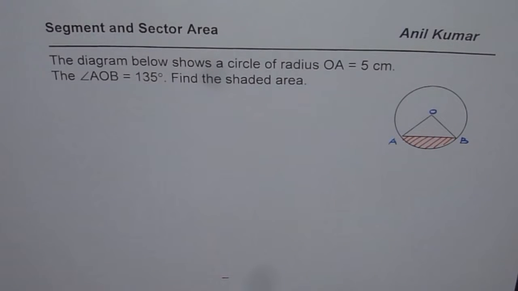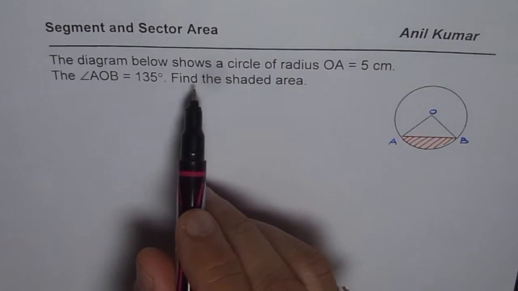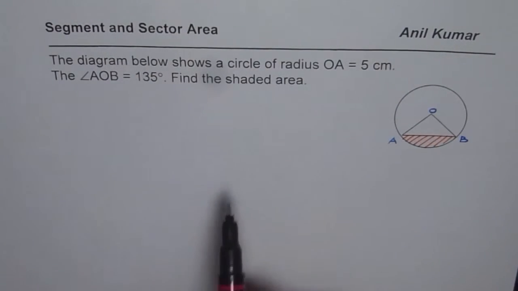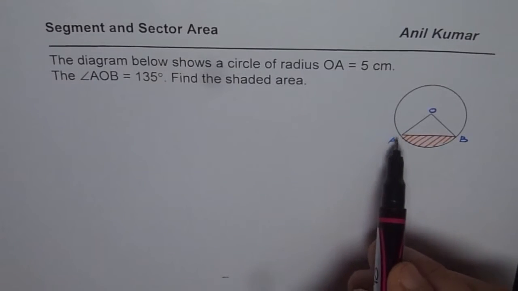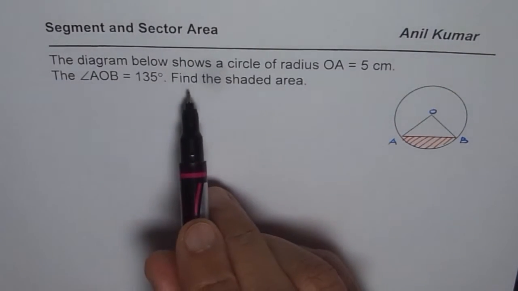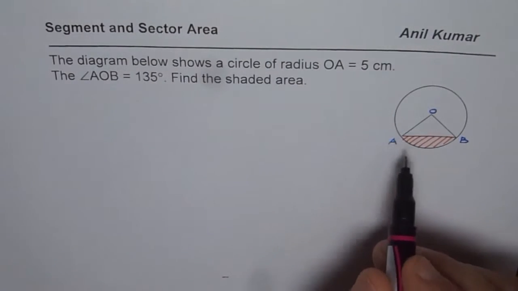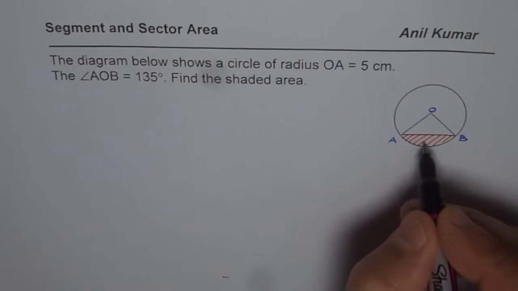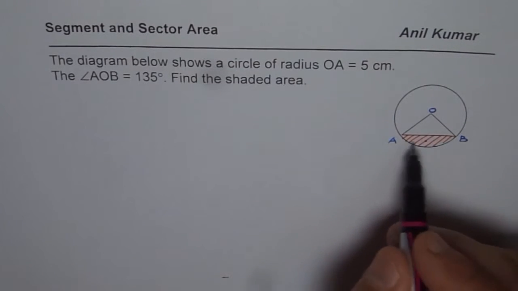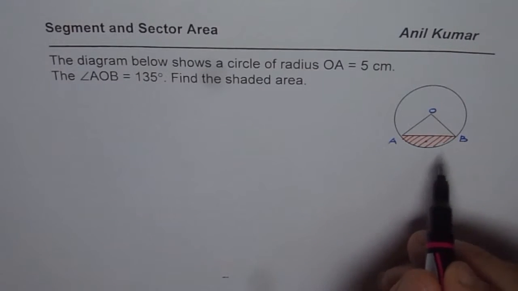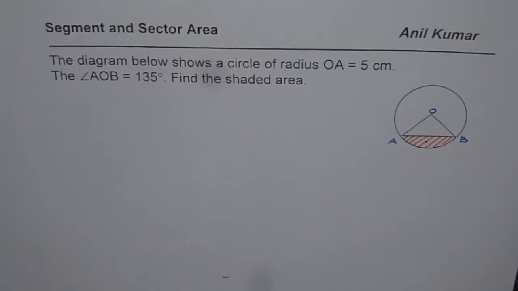The question here is, the diagram below shows a circle of radius OA 5 centimeters. The angle AOB is 135 degrees. Find the shaded area. That means area of this segment, right? So that is called the segment. The portion which is shaded here is called the segment. So you need to find the area of this segment. How are you going to find it? Pause the video and then answer the question.